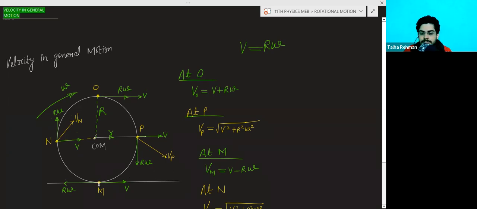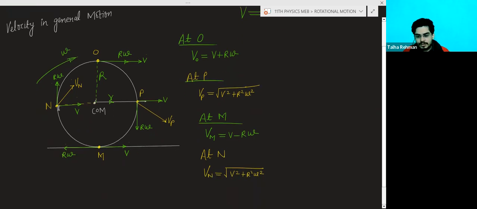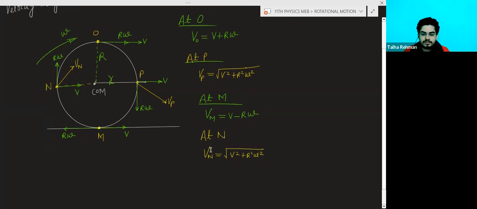At point M, first the velocity of center of mass is imparted to M in this direction. Now, due to the rotation, there is one velocity in the opposite tangential direction, that is r omega. Now, at point M, the resultant velocity will be v minus r omega, simply v minus r omega. Now, at point N, one velocity is v, another velocity is the tangential velocity, that is r omega in this direction. You will take the resultant, you will get this velocity.